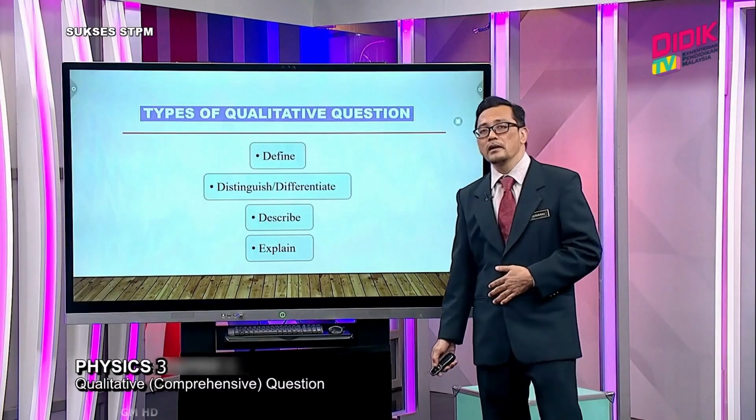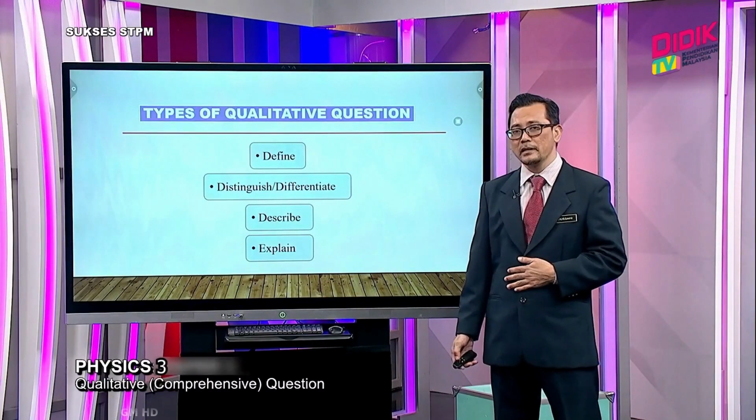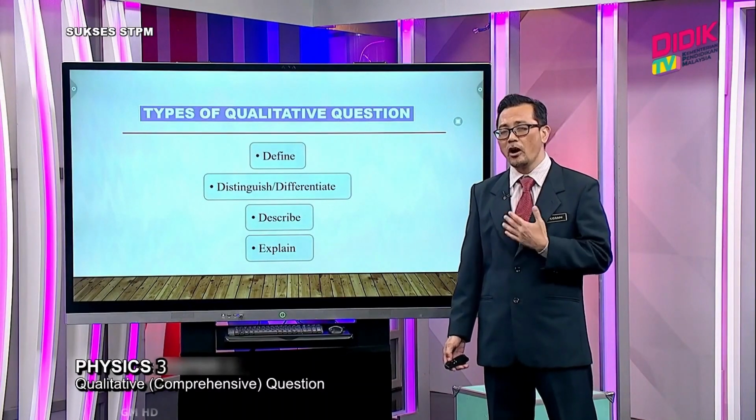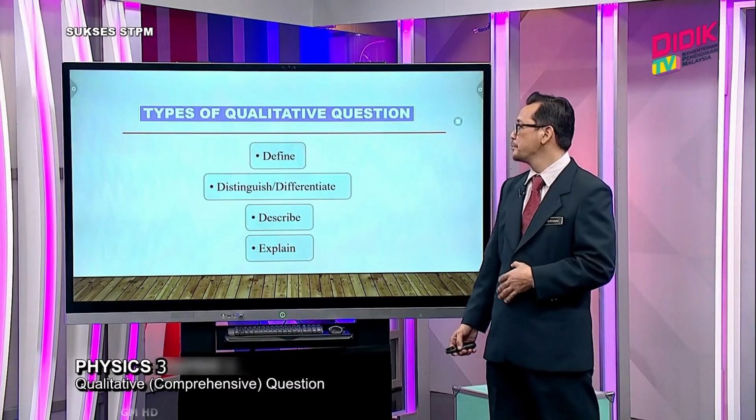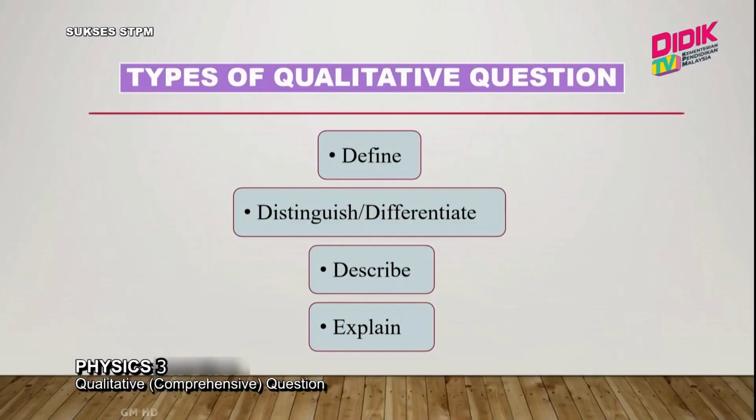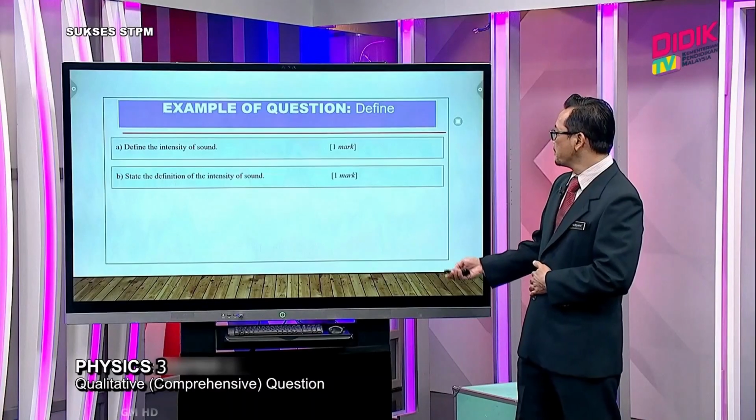So firstly, let's look at what are the common types of questions in qualitative. We have questions that ask candidates to define the concept, distinguish or differentiate, describe a phenomenon or a process, and explain the concept. So let's look at them one by one.